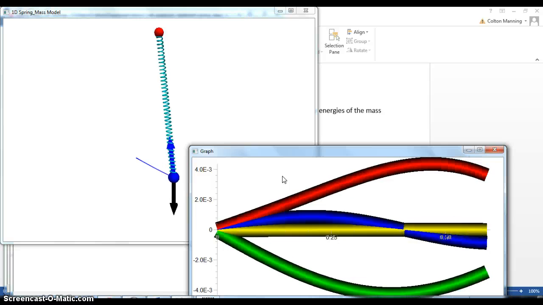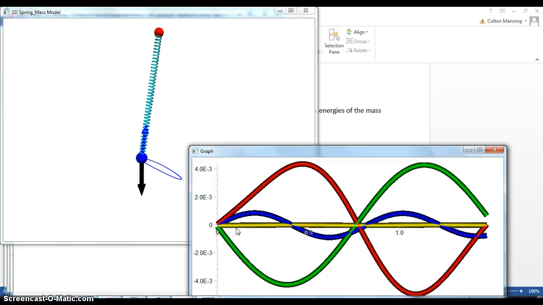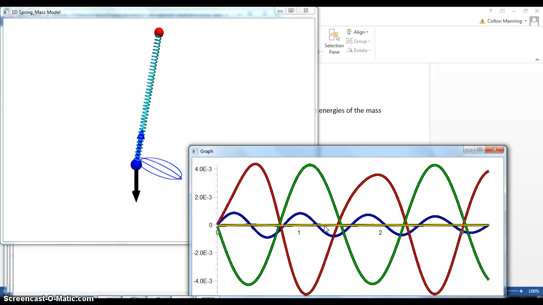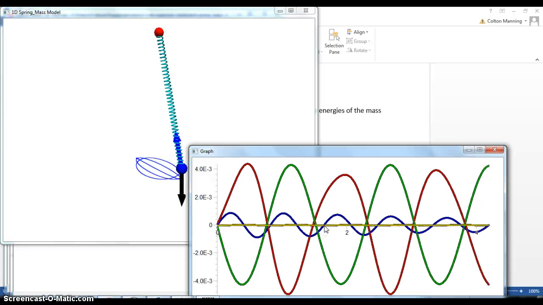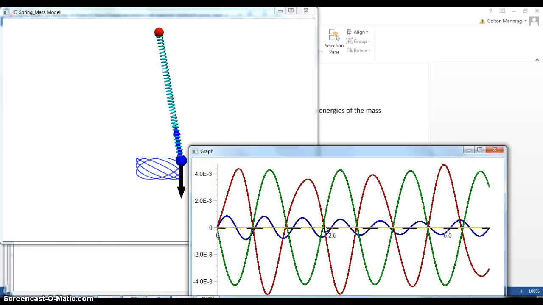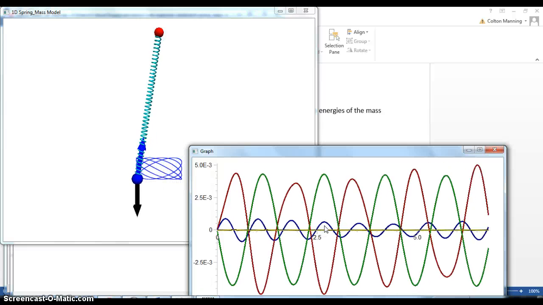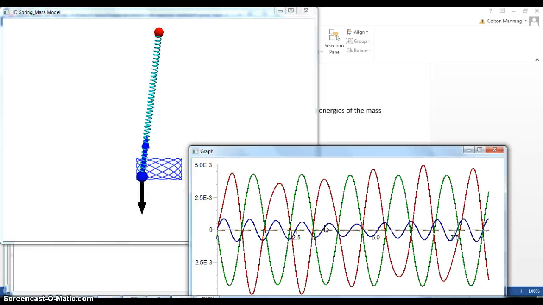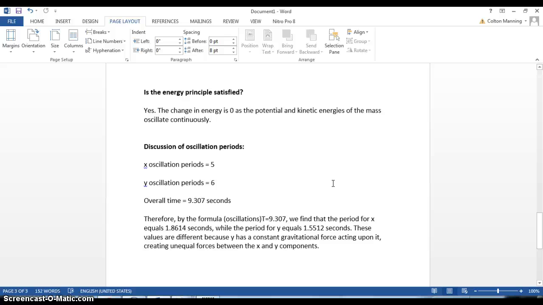we see that everything oscillates except for the overall change in energy, which is modeled in yellow. This makes sense. We want this to be 0 because the work done on the system, the change in energy, is equal to 0. The change of gravitational potential energy plus the change of potential spring energy plus the kinetic energy equals 0.